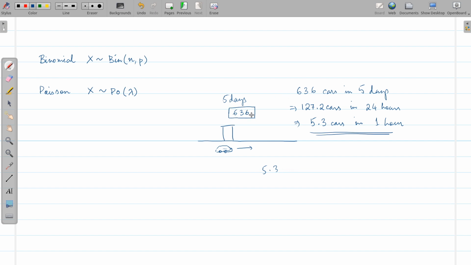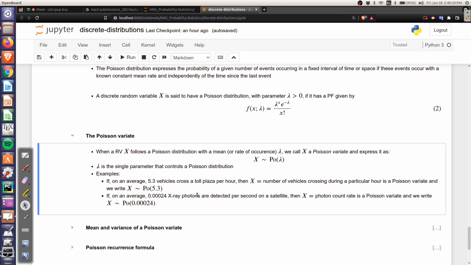You have calculated 636. This is an integer, but that is over 5 days. So when you divide, after division over 1 hour, you will find it to be 5.3 cars. So this does not mean 5 cars and 30% of the sixth car. It is just an average value that we have here. So let's say you have observed that 5.3 vehicles cross a toll plaza per hour. Then we want to know, let's say X is the number of vehicles crossing during a particular hour.